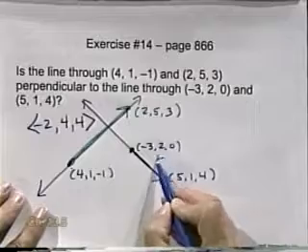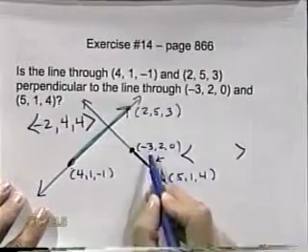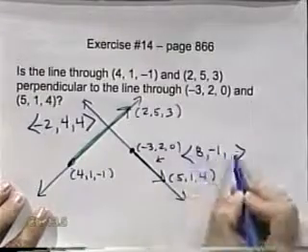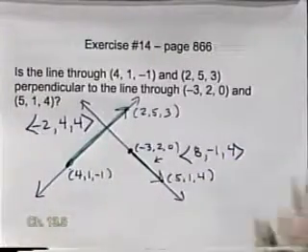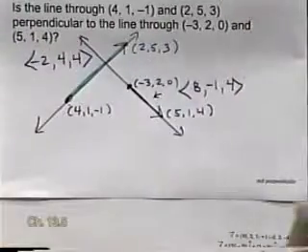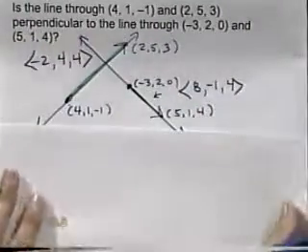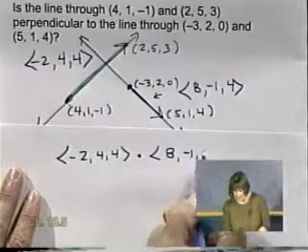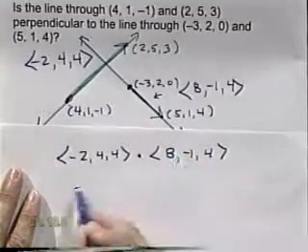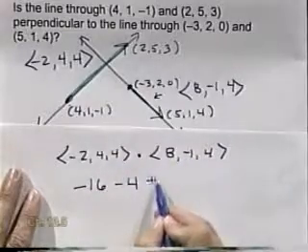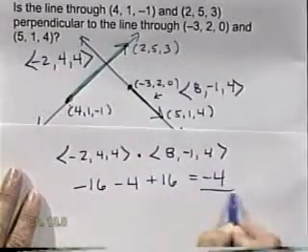And to find this vector right here, 5 minus a minus 3 is 8. 1 minus 2 is a negative 1. 4 minus 0 is 4. So if the vectors are perpendicular, the dot product would be 0. So I'm taking the dot product of (-2, 4, 4) with (8, -1, 4). Negative 2 times 8 is negative 16. 4 times negative 1 is negative 4. 4 times 4 is 16. This is equal to a negative 4.